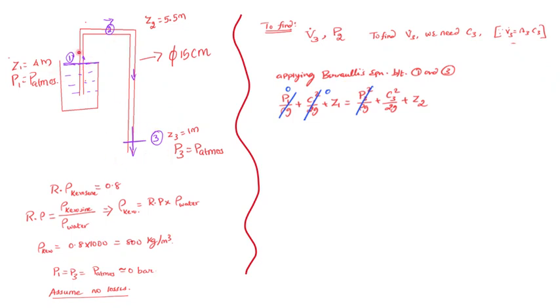I'm not looking at section 2, just section 1 and section 3, because according to Bernoulli's equation, the energy should be the same, no matter what. So Bernoulli's equation: P1 by rho g plus C1 square by 2g plus Z1. Here I have cancelled out P1 and also P3 on the other side, because I've just told you the gauge pressure is almost zero. And also I have cancelled out C1 square by 2g.